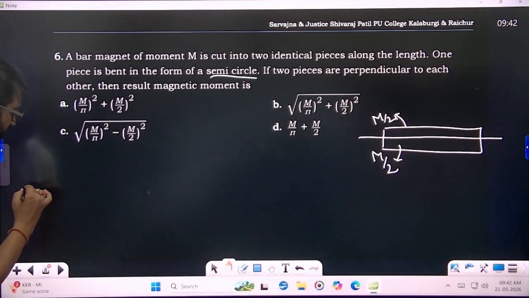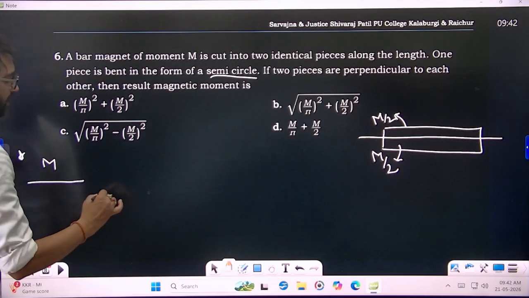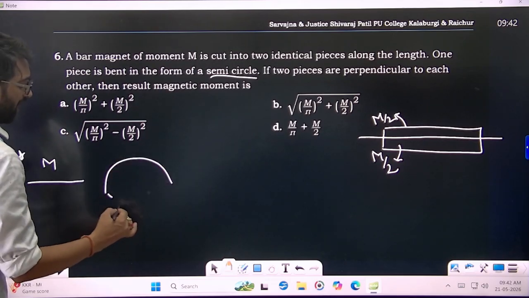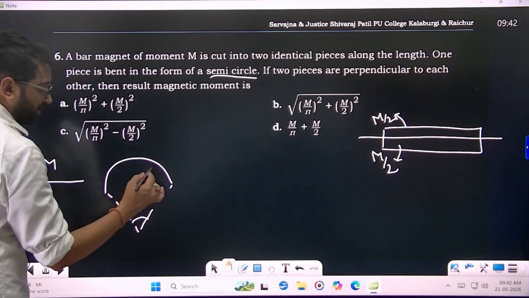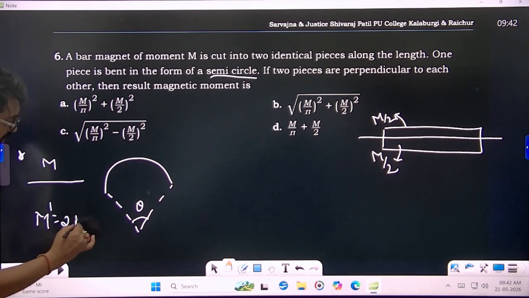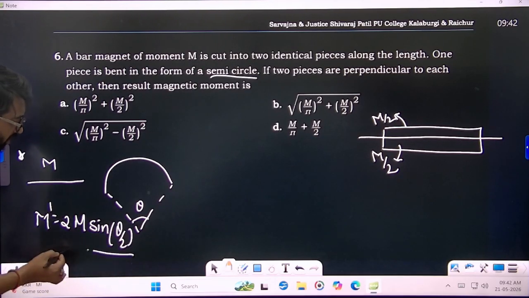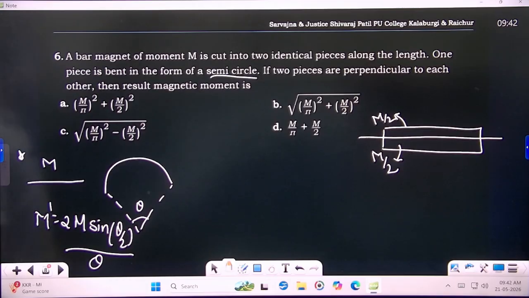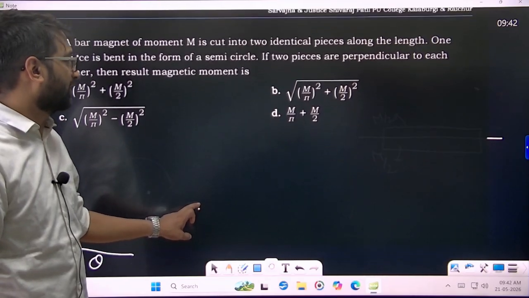Now I am first writing the formula. When a bar magnet of magnetic moment M is bent into the form of an arc of a circle making an angle theta at the center, then the new magnetic moment M prime is equals to 2M sin theta by 2 divided by theta. Theta has to be taken in radians.